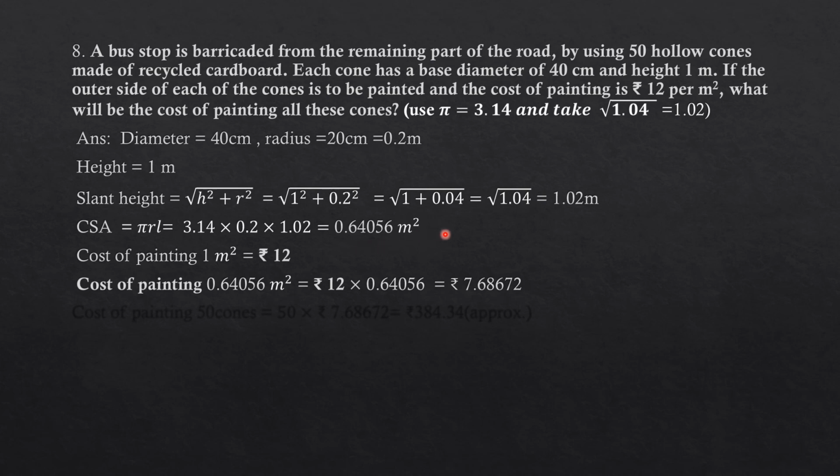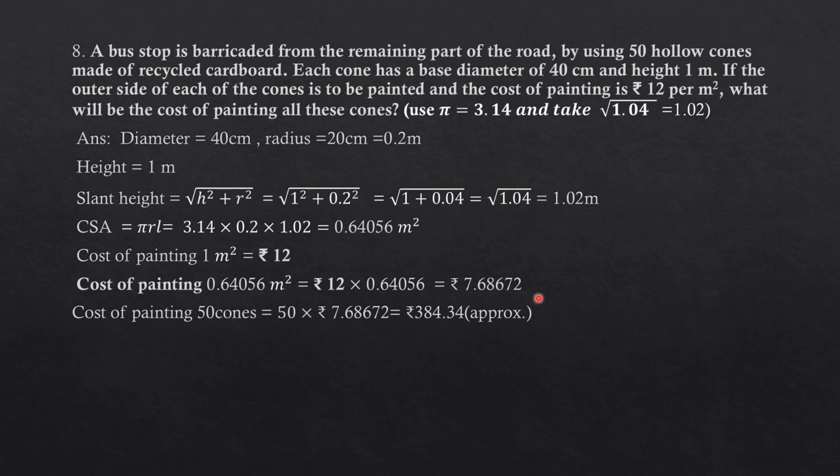0.64056 meter square. We are given the cost of painting 1 meter square is 12 rupees. Therefore, the cost of painting 0.64056 meter square will be rupees 7.68672. As we have 50 such cones, the cost of painting 50 cones will be 50 × 7.68672, which is 384 rupees 34 paise.